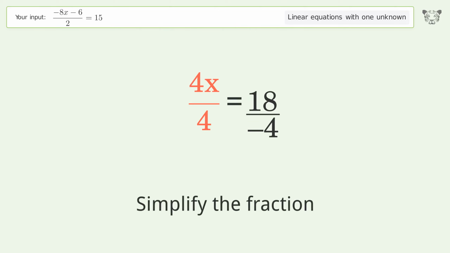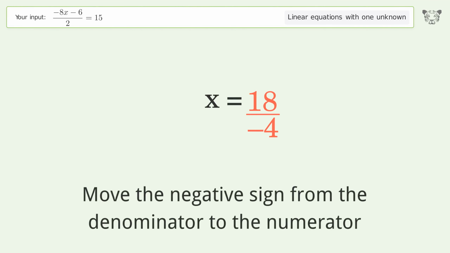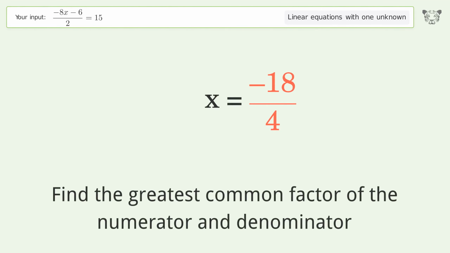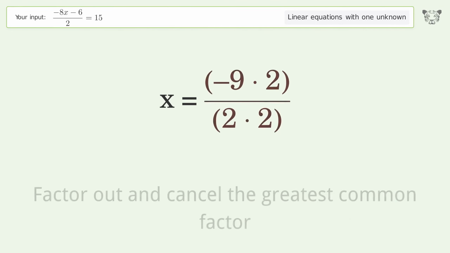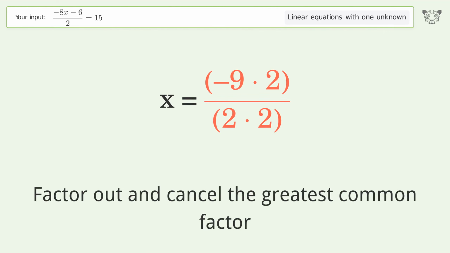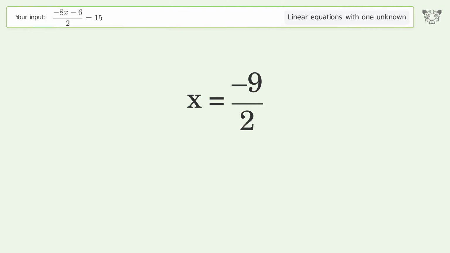Simplify the fraction. Move the negative sign from the denominator to the numerator. Find the greatest common factor of the numerator and denominator. Factor out and cancel the greatest common factor. And so the final result is x equals -9/2.